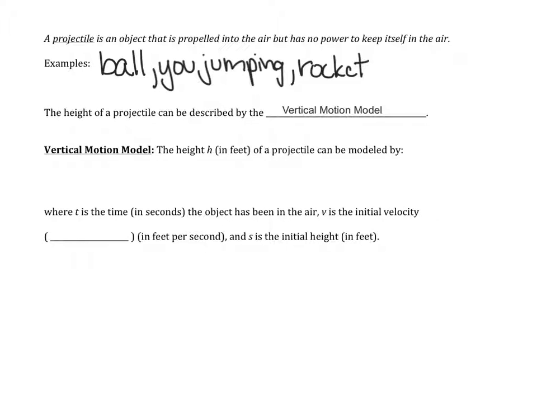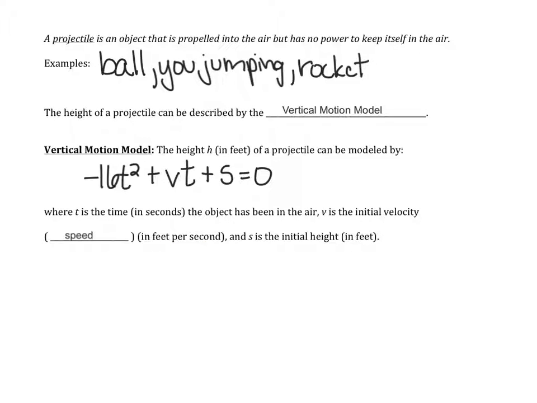The height h in feet of a projectile can be modeled by negative 16t squared plus v times t plus s equals 0, where t is the time in seconds. So again, we're working in feet and in seconds. The object has been in the air. V, this v right here, is the initial velocity, and velocity is just a fancy word for speed. So basically how fast it's initially going, and that's going to be measured in feet per second, so kind of like miles per hour, but feet per second.